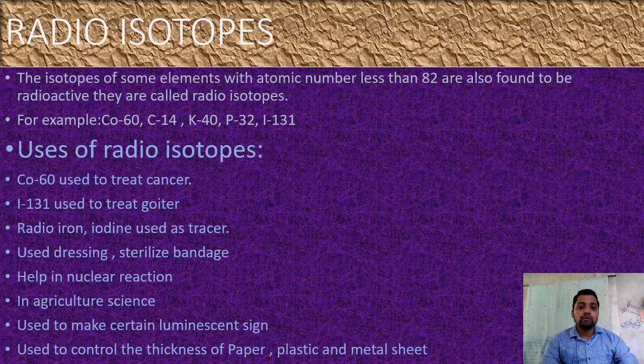It is also used for luminescence signs. Luminescence means which emit their own light. It is also used to control the thickness of paper, plastic, or metal sheet. When they are preparing paper, metal sheets, or plastic, to control how much thickness they want to keep, at that time also they take the help of different radioisotopes. And here you can see different uses of these radioisotopes. Radioisotopes have a variety of uses.